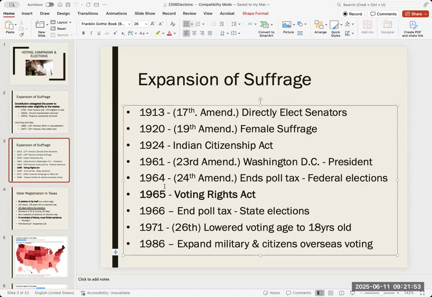Now, in the civil rights movement, we did pass the Civil Rights Act and the Voting Rights Act, but the 24th Amendment actually ends the poll tax in federal elections. It says states can no longer charge people to vote, which was part of the Jim Crow practices that tried to prevent lower income and also minority voters from participating. But in 1965, President Johnson signs the Voting Rights Act, which goes a long way in giving more federal oversight of state elections.